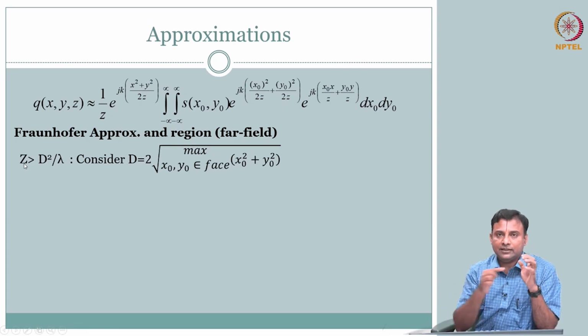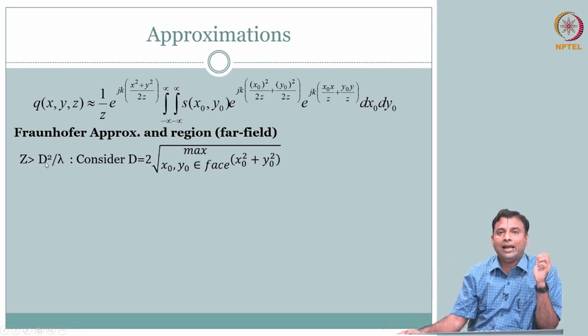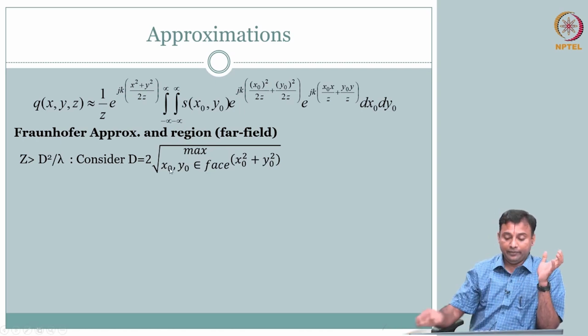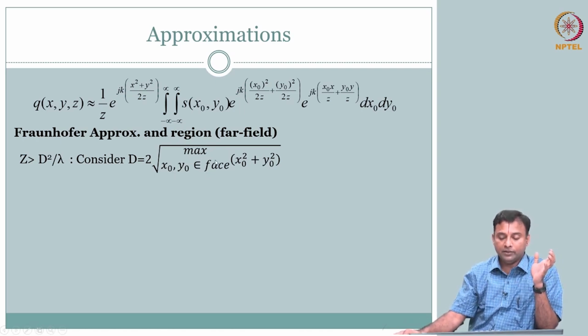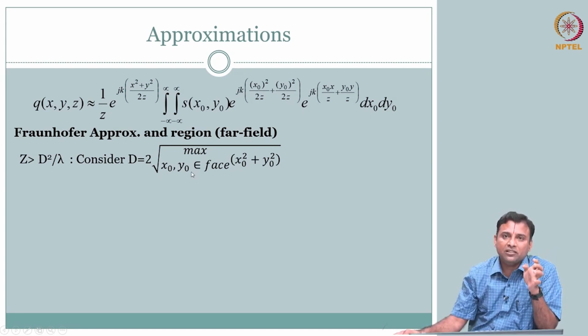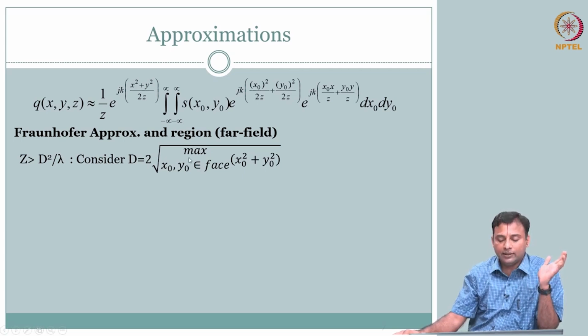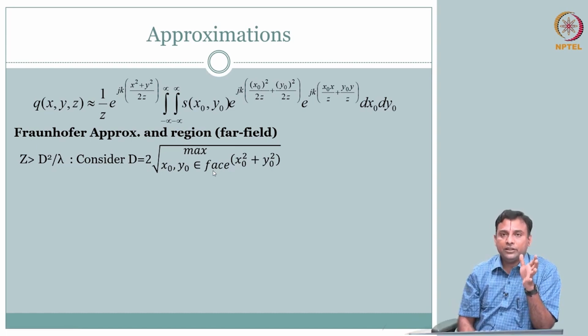So your z, the distance, if it is greater than d square by lambda, okay. What is your d? D is just a dimension. If it is a circle, for example, then it is the diameter. If it is a rectangle, you could take the largest diameter. So here, this is to do with the dimension of your aperture. Circle is simple, I can just use the diameter. If you have something else, you can still consider it the maximum dimension of the face, the transducer shape, okay.